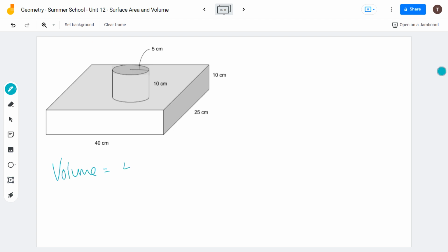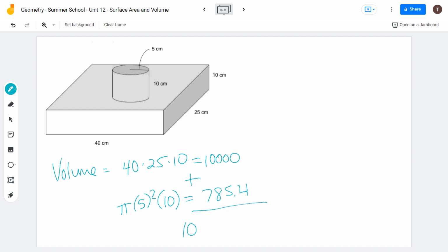Volume of the rectangular prism would be length times width times height. So that would be that. Volume of the cylinder would be pi times r squared times h. So if I plug both of those into my calculator, 40 times 25 times 10, I get 10,000. If I plug pi times 5 squared times 10 into my calculator, I get 785.4. So if I add those up, I get 10,785.4 centimeters cubed.